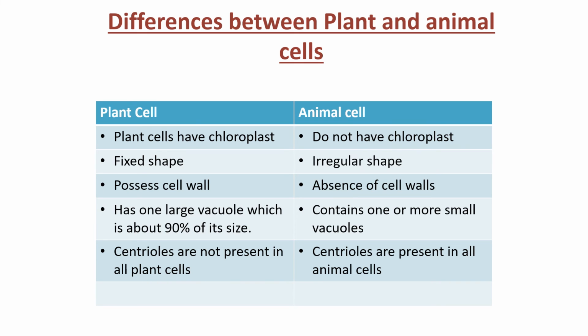Plant cells have one large vacuole which is about 90% of its size. Animal cells contain one or more small vacuoles. Centrioles are not present in all plant cells. Centrioles are present in all animal cells.